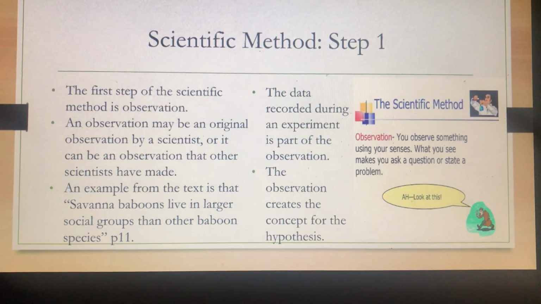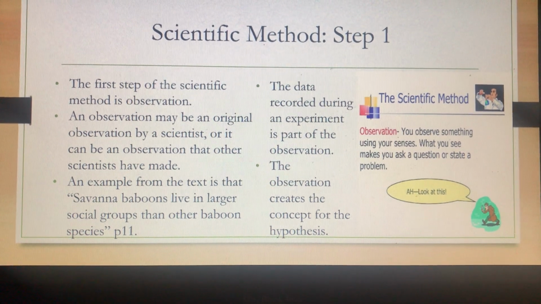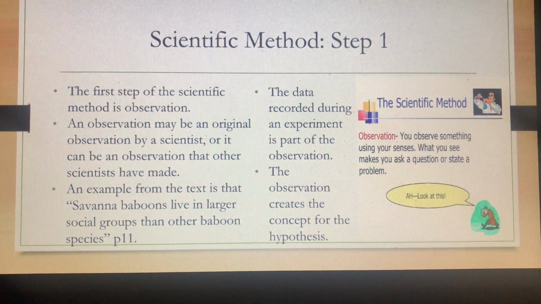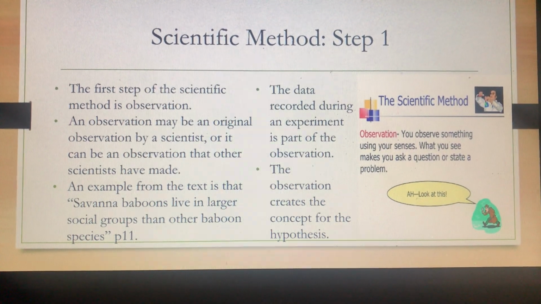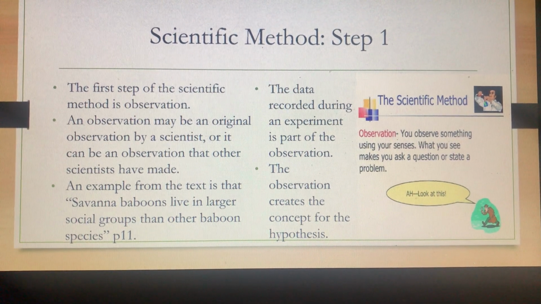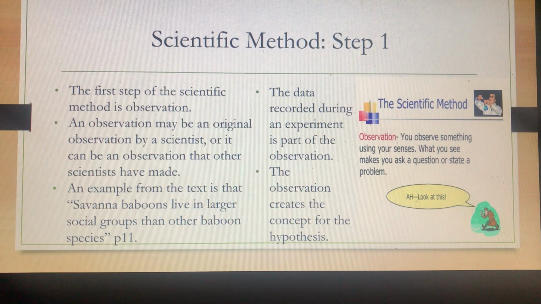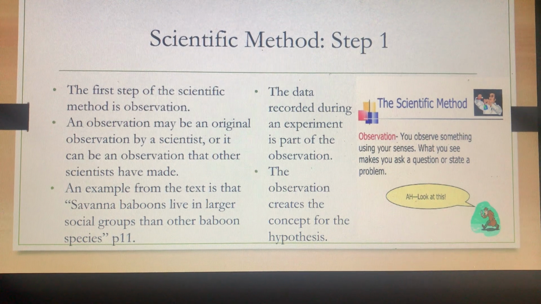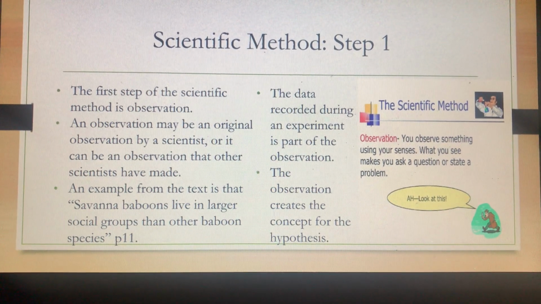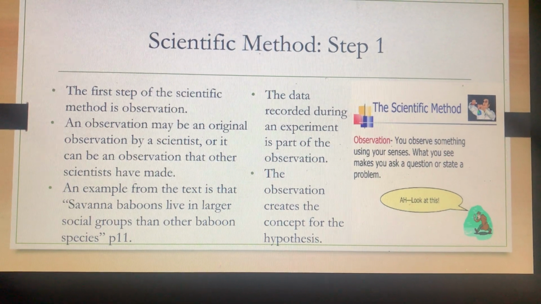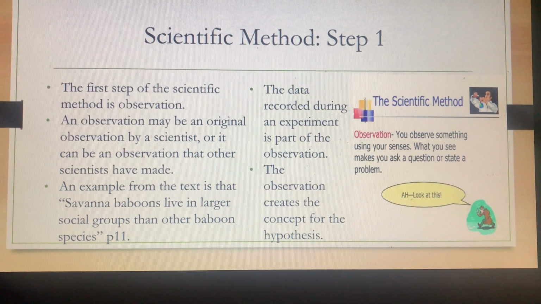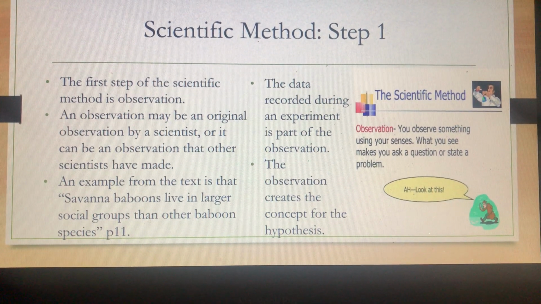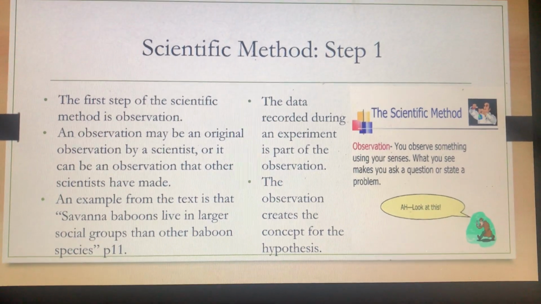Scientific method, step 1. The first step of the scientific method is observation. An observation may be an original observation by a scientist, or it can be an observation that other scientists have made. An example from the text is that savanna bamboos live in larger social groups than other bamboo species, which is on page 11. The data recorded during an experiment is part of the observation. The observation creates the concept for the hypothesis.